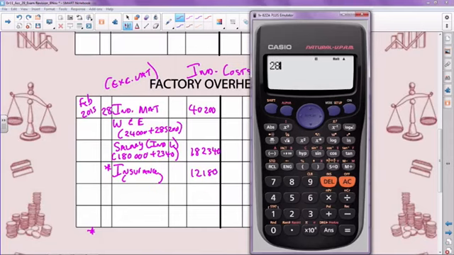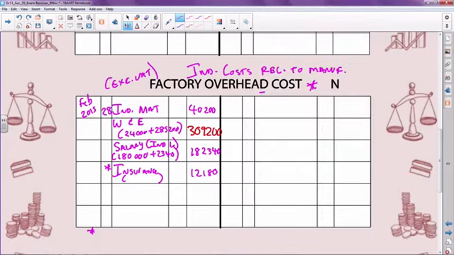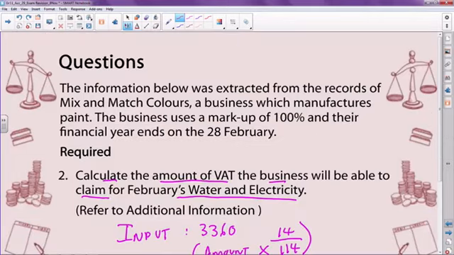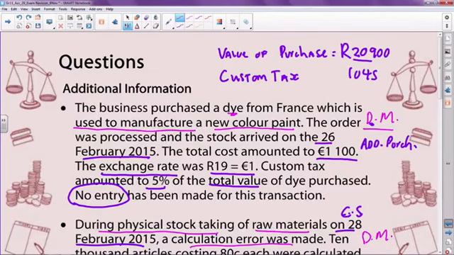So 285,200 plus 24,000, and my expense for water and electricity for the entire year, 309,200. Okay, so again, show your calculation in brackets. Right. Let's move on. There's one more expense, I think. So it was sundry expenses. Let's just go back to the slide.